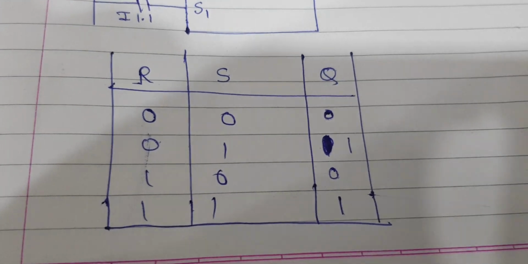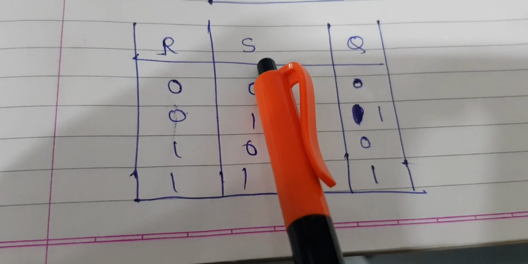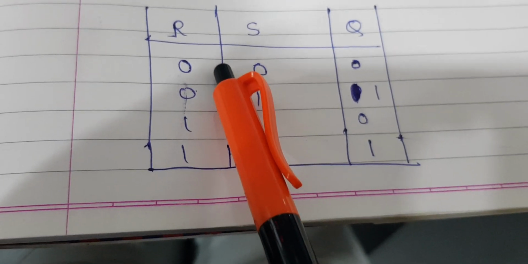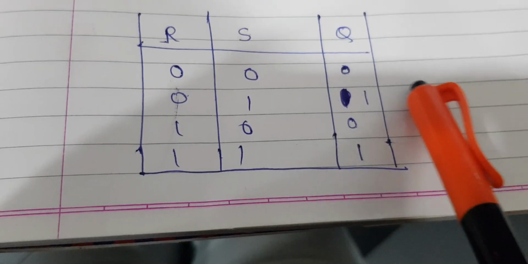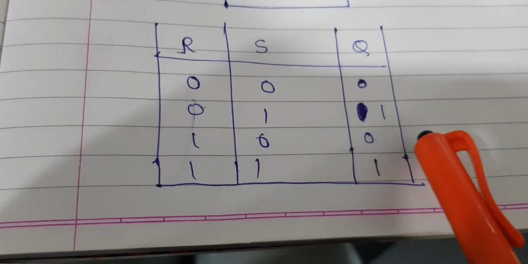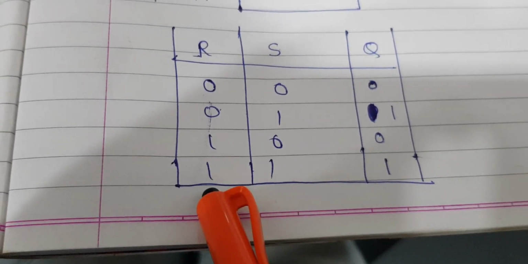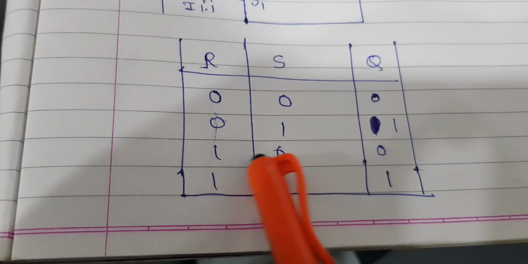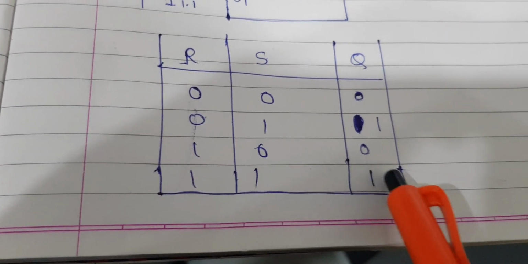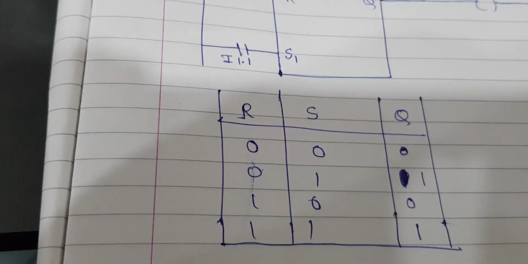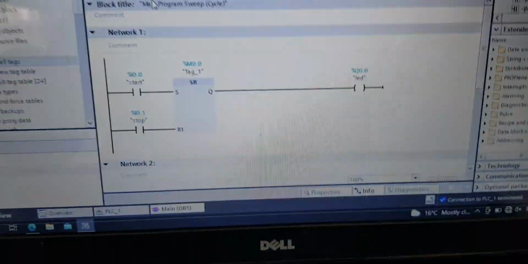In RS flip flop, for 0 0, output is 0. When the reset is 0 and set is 1, of course the output is 1. When the reset is 1 and set is 0, output is 0. But here there is a twist. When we turn on both the inputs R and S, at this time the output is also 1. So now we will see how this works on PLC.